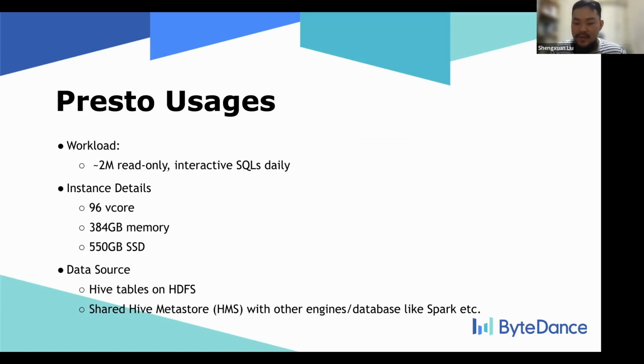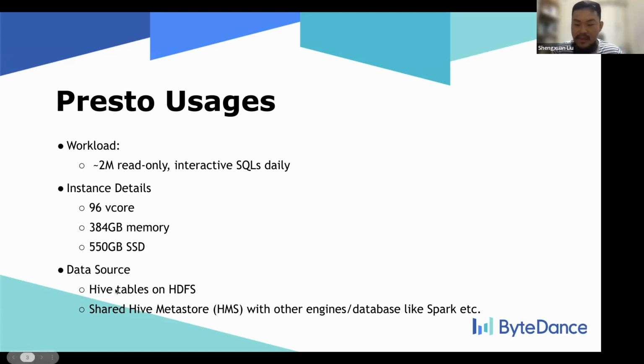For Presto usage, we have about 2 million read-only interactive SQL queries every day. We deploy our Presto cluster in Kubernetes, and these are the sizes of the instances: 96 cores, 384 gigabytes of memory and 550 gigabytes of SSD. The SSD is used to store the cache.